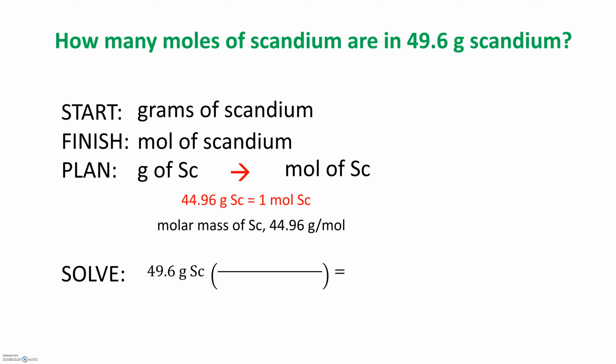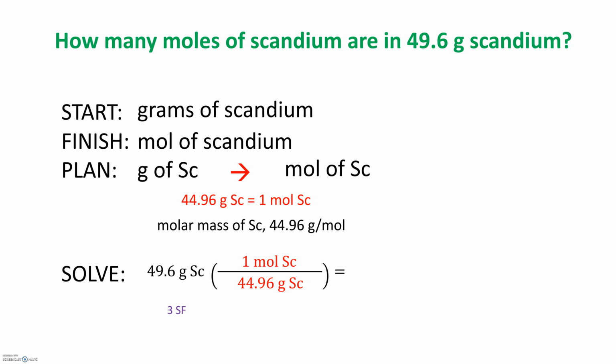Now we'll set up our problem again, a one-step problem just like the previous one, but our units are a little different, so we'll pay attention to those. We'll start with grams of scandium. My red conversion factor, I want to put the grams on the bottom so that that cancels out, and the moles on the top. Again, ready to pick up my calculator, but let me think about significant figures.